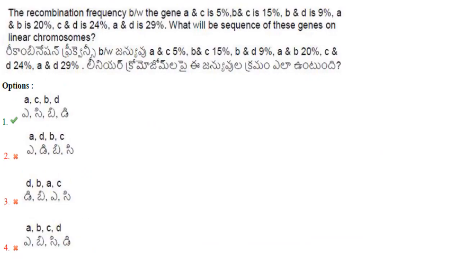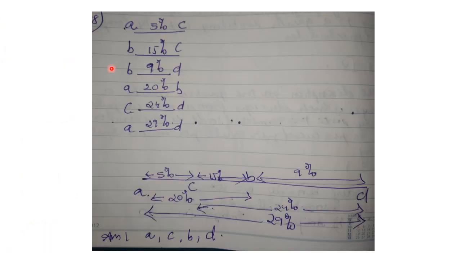Then next one. The recombination frequency between the gene A and C is 5% and B and C is 15%, B and D is 9%, A and B is 20%, C and D is 24%, A and D is 29%. What is the sequence of these genes on a linear chromosome? So they have given A to C distance is 5%. Like that they have given distance between each of these genes. So the largest distance is between A and D. So A is at one end, D is at the other end, and it is 29%.